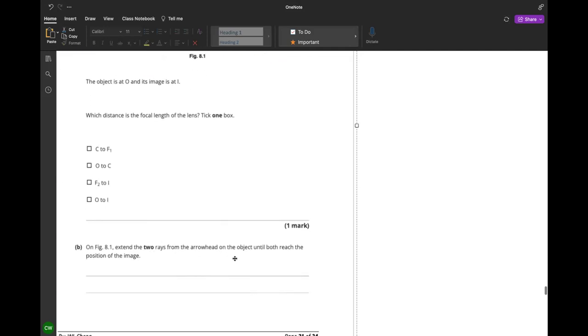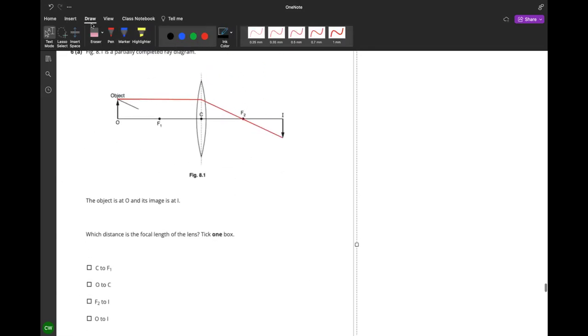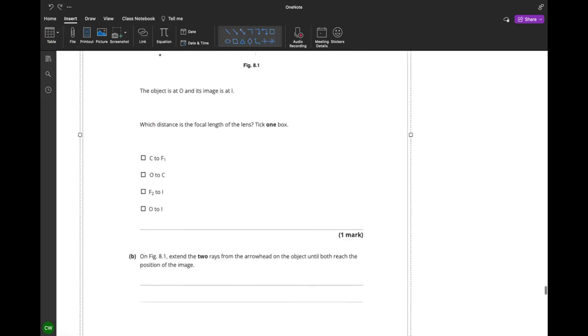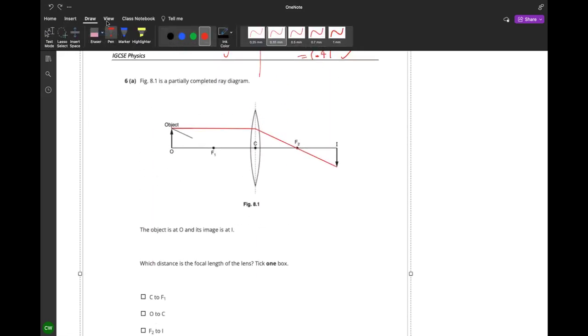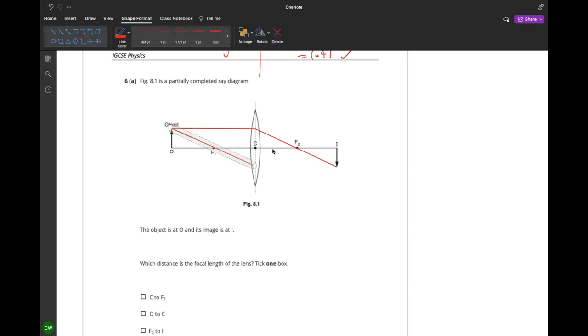We extend two rays from the arrowhead. It means arrowhead. This one. Okay. If you extend this line, what can you see? You meet at where? When you extend the line, you should be meeting at the focal point. You see they meet at the focal point? Focal point.